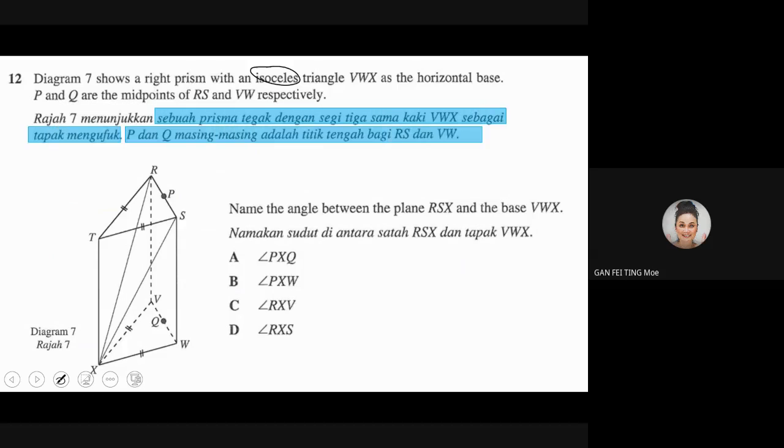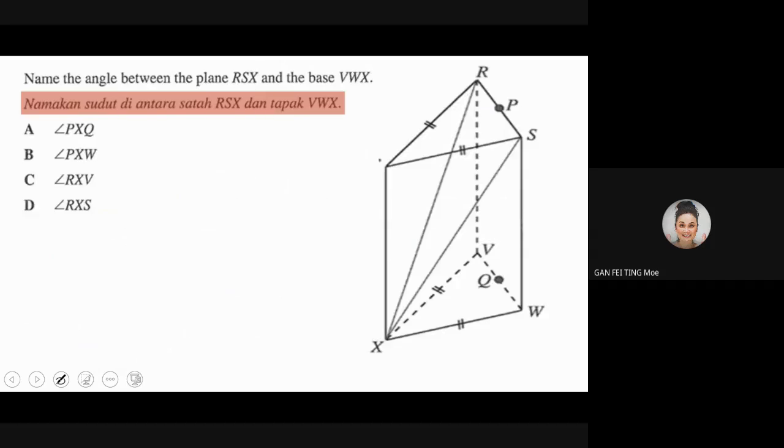This is the question. They want you to name the angle. How do you do this question? If you could follow this one, then you will be good, because this is the concept. So now what do I do? I need to name the angle between plane and plane. So what do you do in the first place? You identify the plane RSX. Then identify the second plane, which is VWX. So what is your next step?